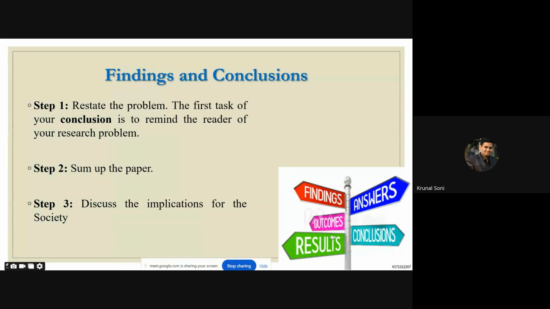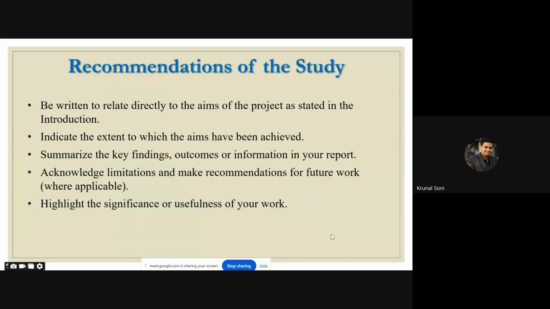So if somebody asks what should be part of the abstract, the abstract basically covers the introduction of the topic, research problem, data collection tools, data analysis tools, and all these aspects. And recommendations: what should be your recommendation out of this study? Based on findings and conclusion, you as a researcher must have certain observations. Based on those observations, you have to recommend something to the society. That is called recommendations of the study, in terms of key findings, outcomes, or information in your report, right?